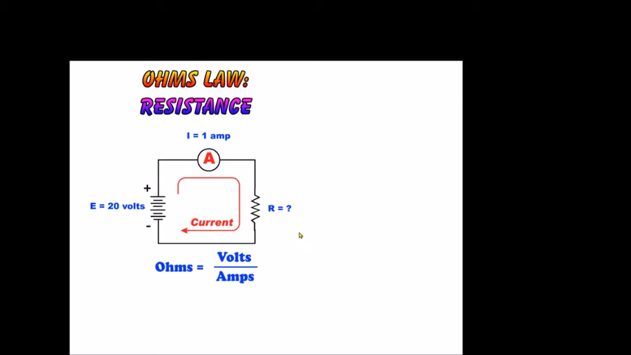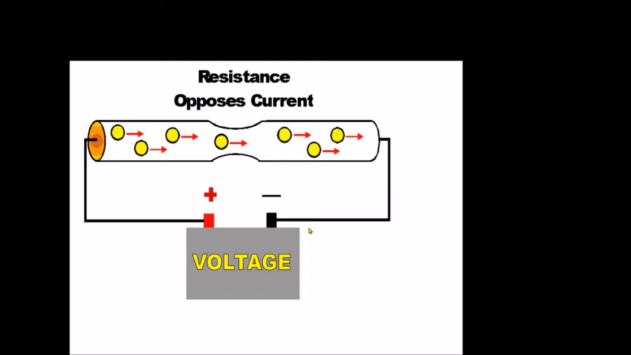So Ohm's law, one of the formulas is ohms, or resistance, equals volts divided by amps. So let's plug in our figures. We have R for resistance, E electromotive force, I intensity. We plug in our numbers, 20 over 1 amp equals 20 ohms. So if we have 20 volts of electrical pressure and we have 20 ohms of resistance, we're going to get 1 amp of current flowing through our circuit.